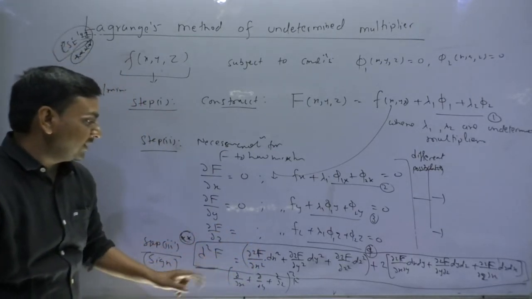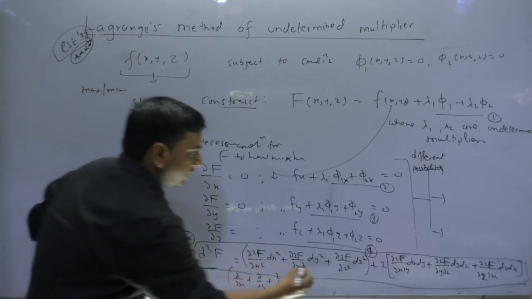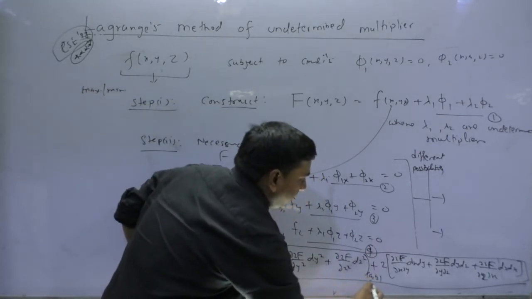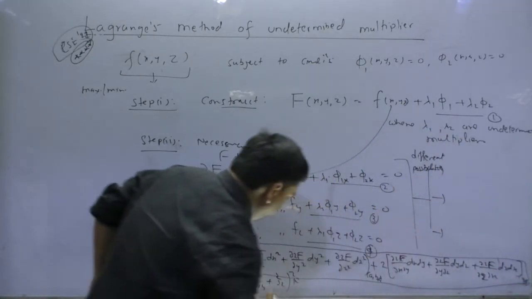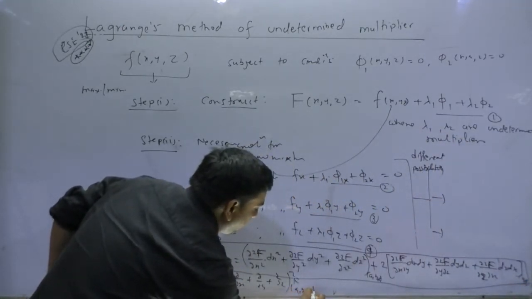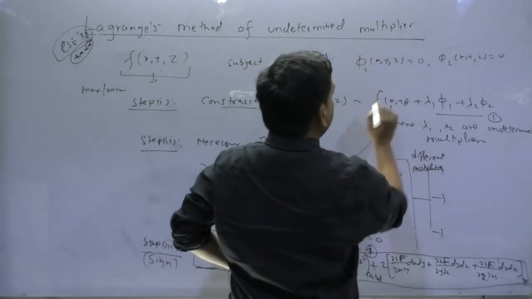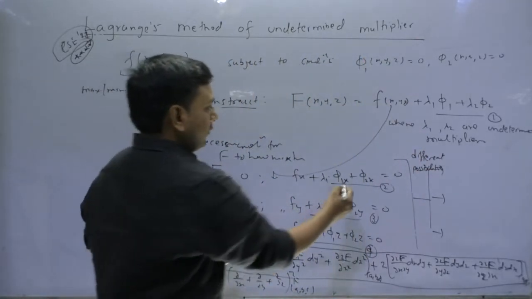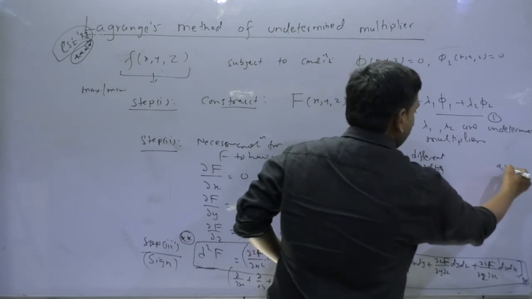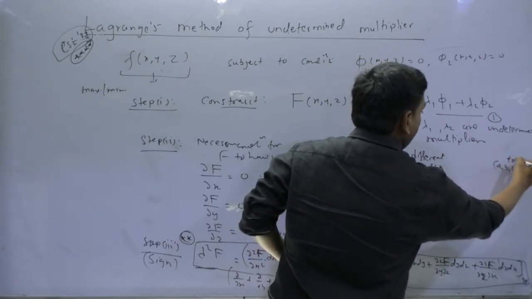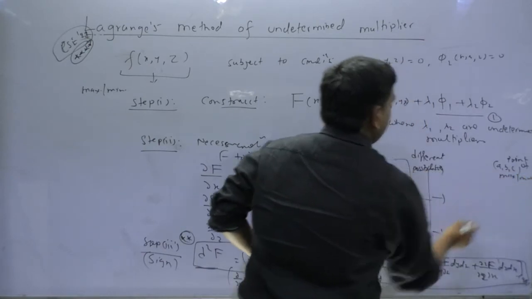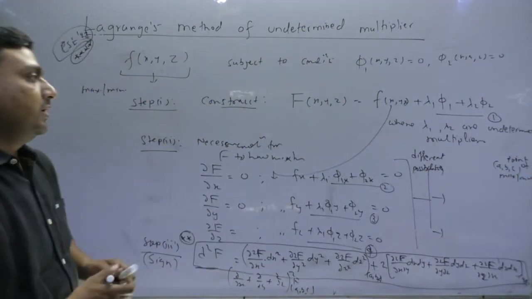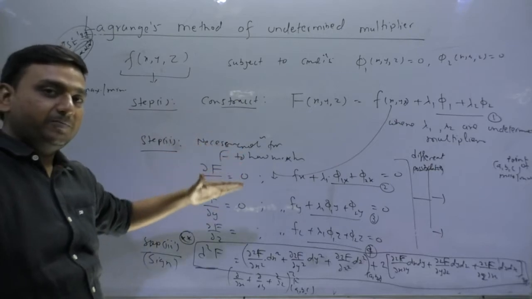So from here, don't get confused, these are at the point ABC. Okay, these are at the point ABC. ABC is a point of maxima or minima. From where? From here. Okay? Point of maxima, minima. So is the procedure clear or not?